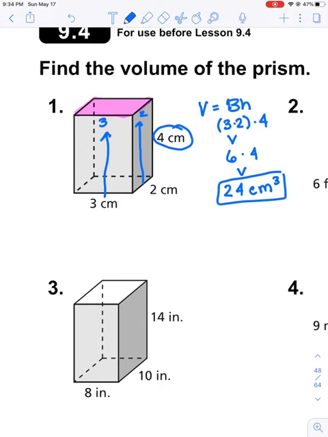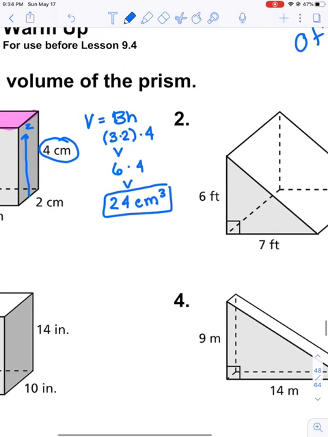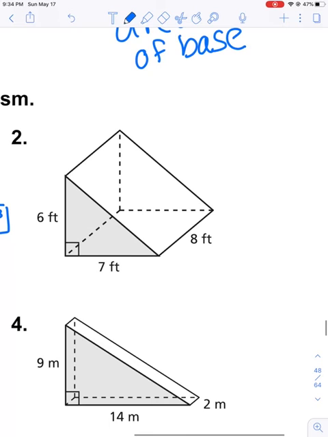Okay, that one I'm going to leave without going over it, so that way we have something to check. And now I'm going to show you how to do number 2, which is a triangular prism. Now notice how they have the triangle shaded in a different color. They're trying to show you that you have to use the triangle as the base in a triangular prism. You can't use the bottom if it's not the triangle.